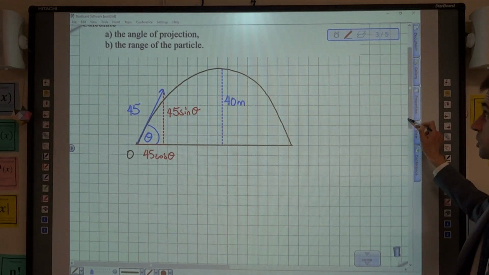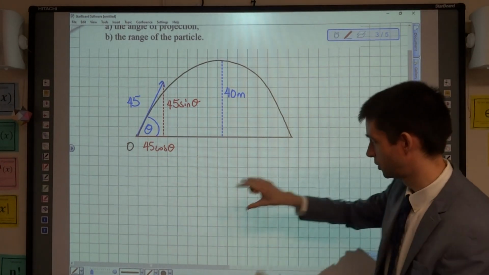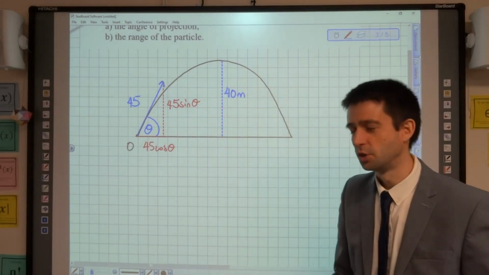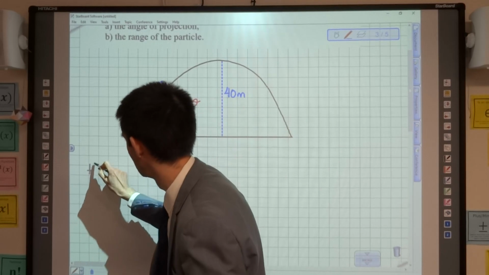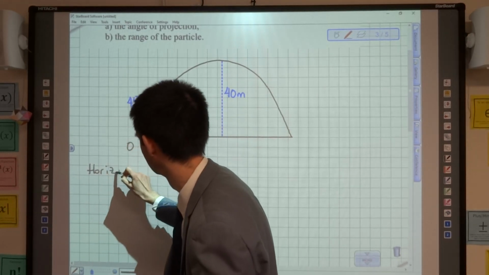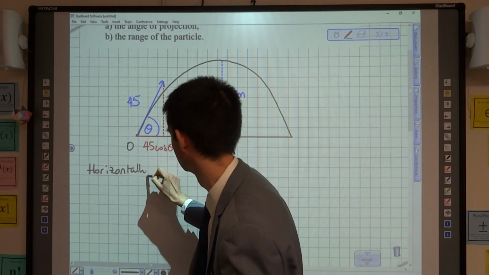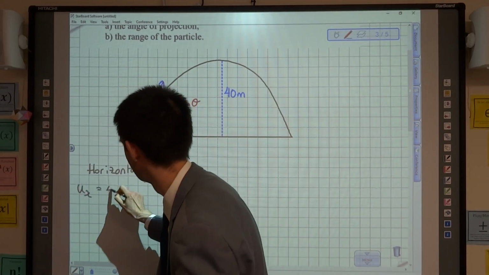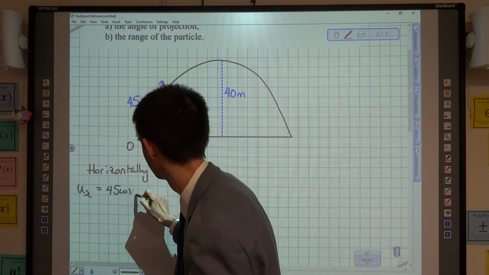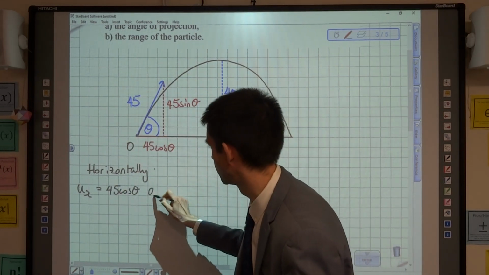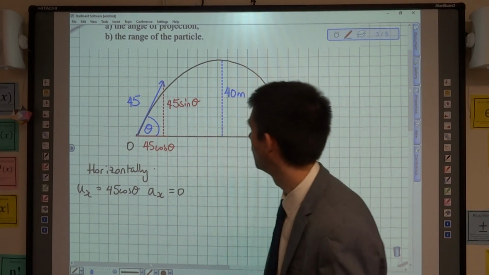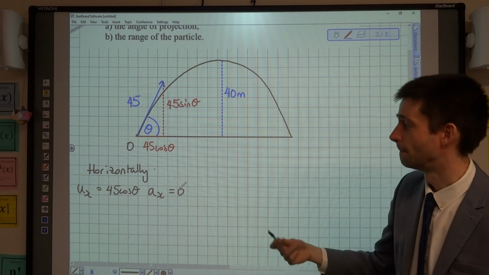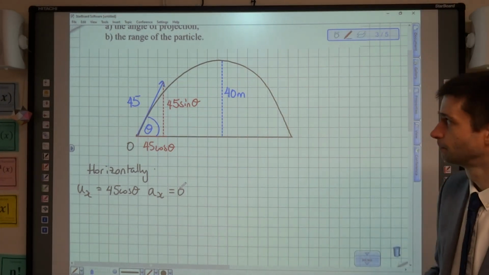And again, split your page in 2 columns, horizontal, vertical, write down what we know to start with and see how we can get to a solution on this one. So we'll start off horizontally. We have that our initial velocity in the x direction is 45 cos theta. We know that the acceleration is 0. We don't know the time, we don't know the displacement, and so at the moment that's all we've got horizontally.